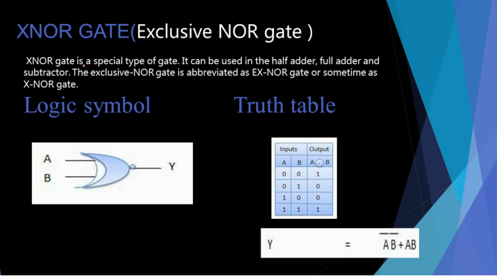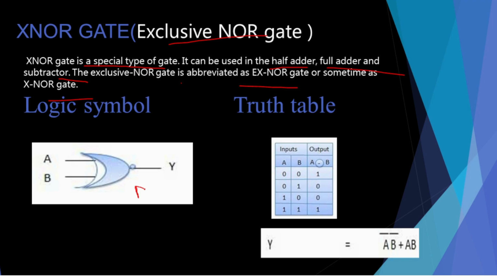XNOR gate is a special type of gate and is known as an exclusive NOR gate. This gate is opposite to the XOR gate and it is used in constructing the half adder, full adder, the half subtractor and the full subtractor. The exclusive NOR gate is also abbreviated as XNOR gate. It is the logical symbol for XNOR gate.